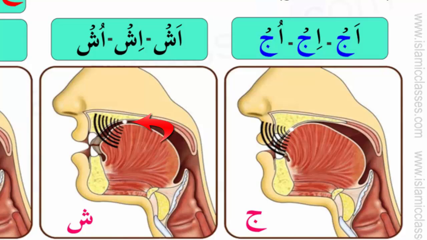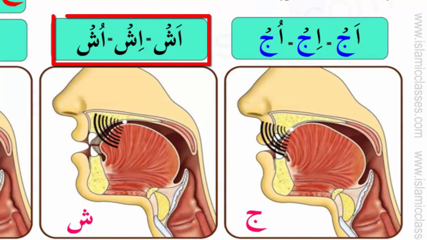Now we just practice this sheen. So we say Hamza, Sheen, Fatha, Ash. A very minor sound comes out when we pronounce the sheen letter, like Ash, because it's a spreading sound in the mouth. Hamza, Sheen, Fatha, Ash. Hamza, Sheen, Kasra, Ish. And the third is Hamza, Sheen, Dhamma, Ush.